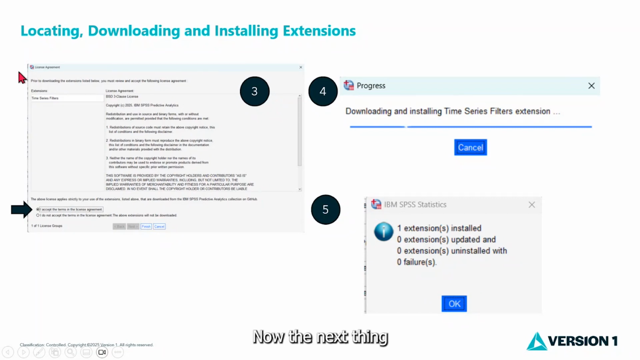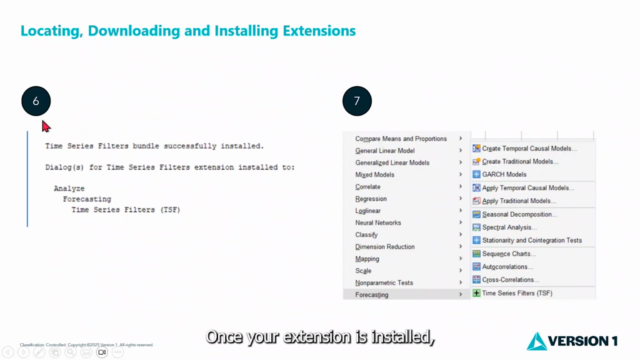Now, the next thing is the license agreement. So a license agreement will appear. Make sure you read through it. You can accept it, and then click on Finish. You'll receive a message that lets you know that SPSS is downloading and installing the extension. Once that has completed, you'll receive a message that lets you know that the extension has been installed, and then you just click OK.